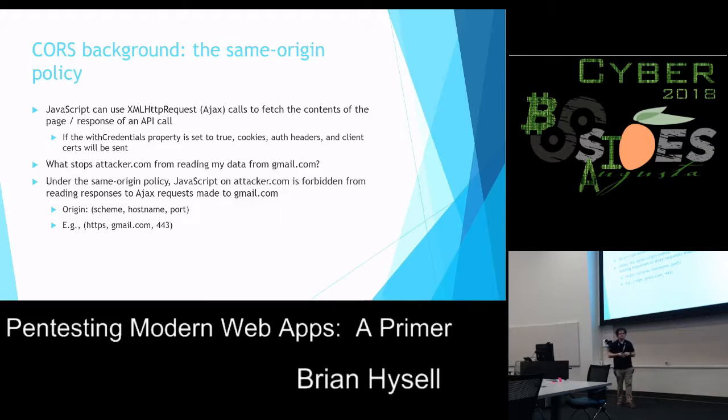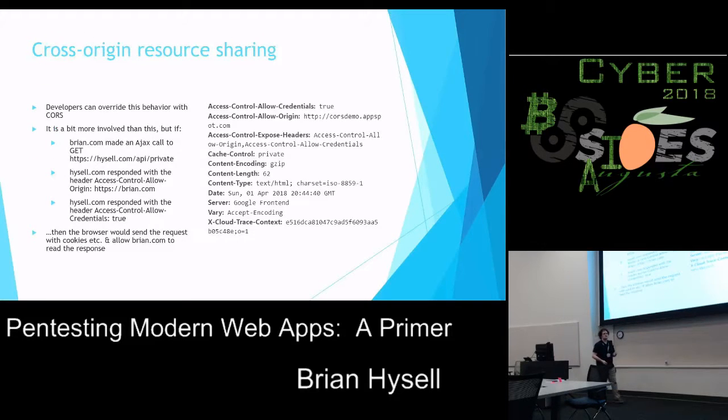So what stops attacker.com from doing gmail.com/API/inbox, and if I'm logged in, just stealing all my emails? Well, what stops it is the origin policy. If you try to do that, your browser will compare your origin to Gmail's origin and decide they're not the same, hence same origin policy, and forbid you from reading that response. Quickly, origin is scheme, hostname, and port, so like HTTPS, gmail.com, 443.